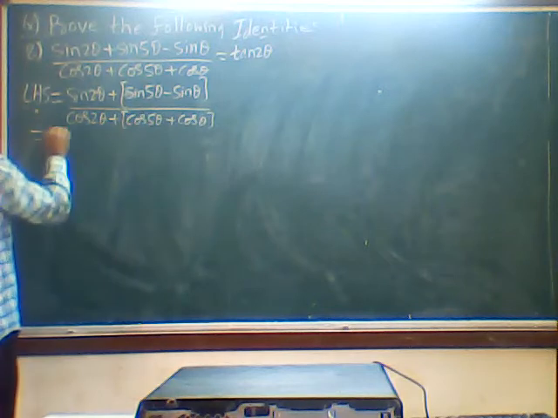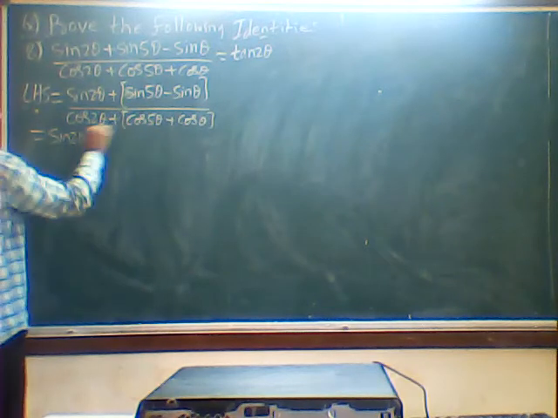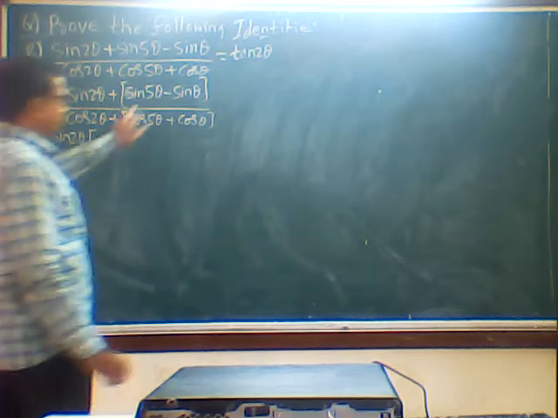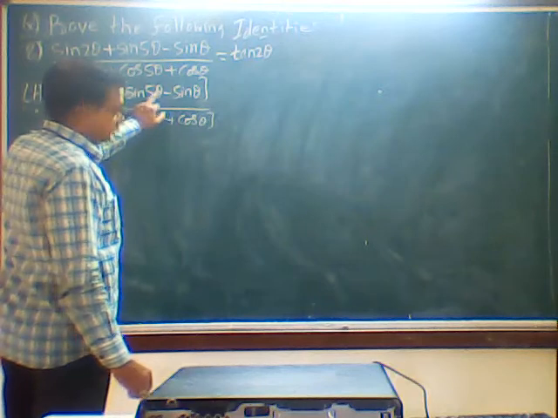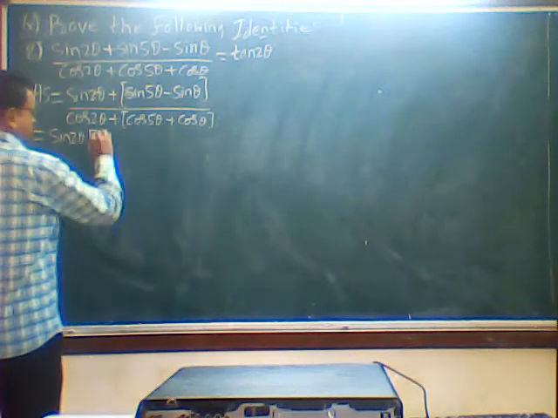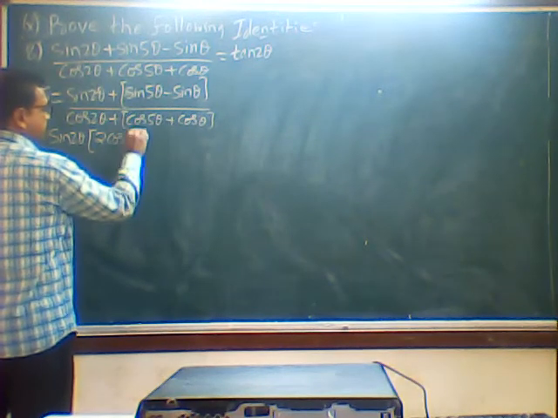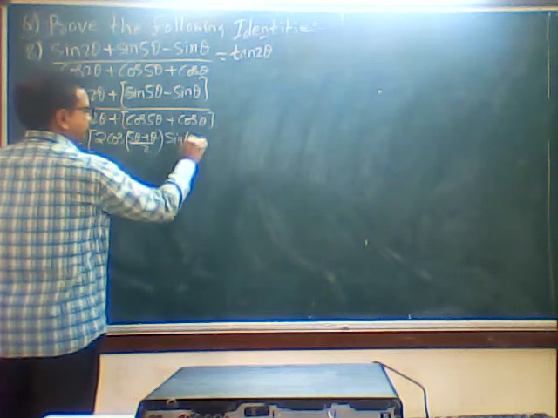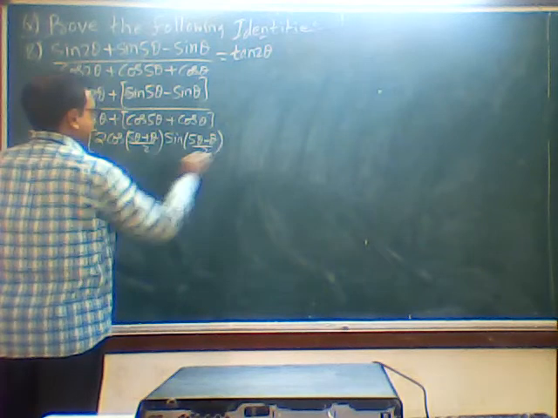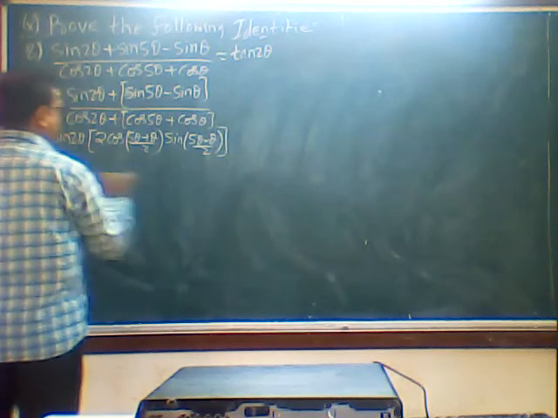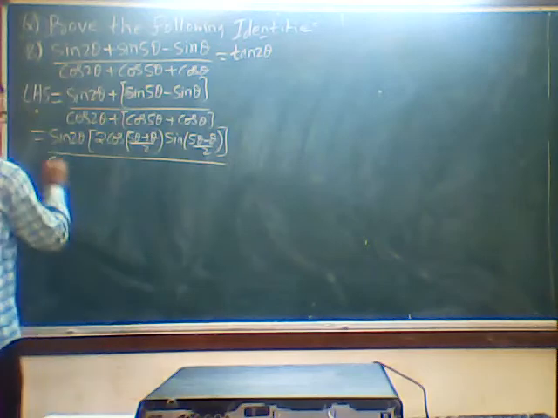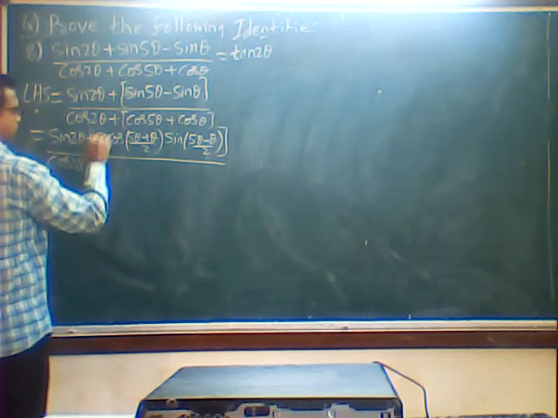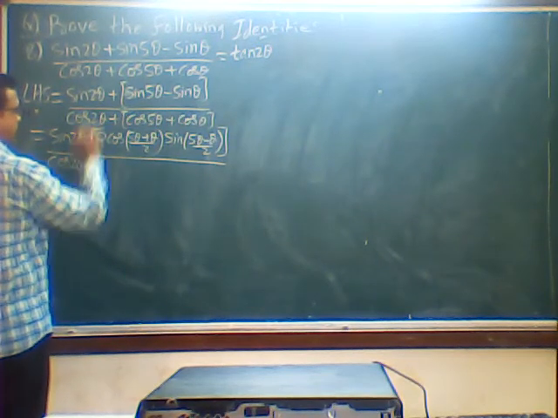As it is, sin C minus sin D, that is the second formula. First cos will come, then next sin will come. 2 cos of (C plus D) by 2, sin of (C minus D) by 2, divided by cos. Sorry, I have to write that plus sign. Okay, plus sign is there.